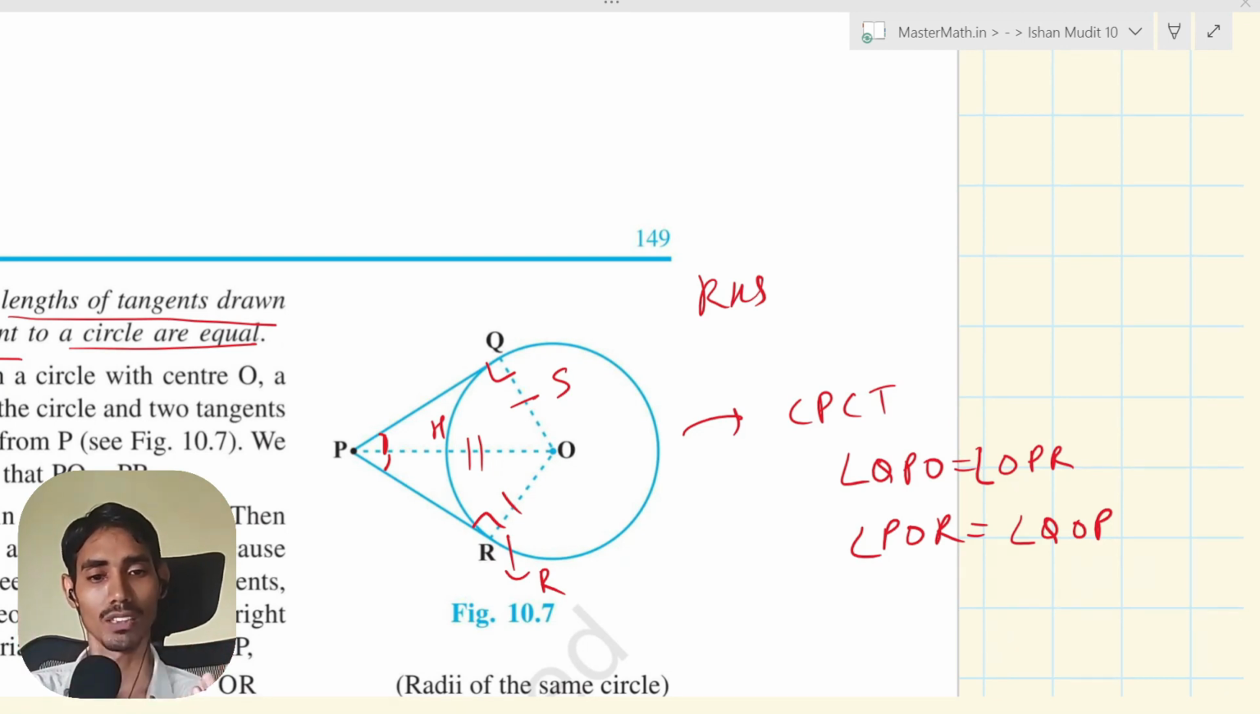Okay. So now this is another proof if you want to do so. Same thing. You have to prove the triangles congruent first. Then by CPCT, the angles would be equal, which basically means OP is dividing these two angles equally, bisecting this. All set?